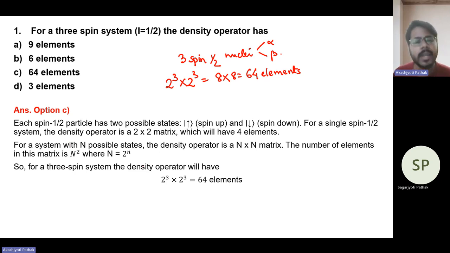And what is n over here? n is 2 to the power n. So for the 3 spin system, the density operator will have 2 to the power 3 into 2 to the power 3, equal to 64 elements. So it will have 64 different elements.